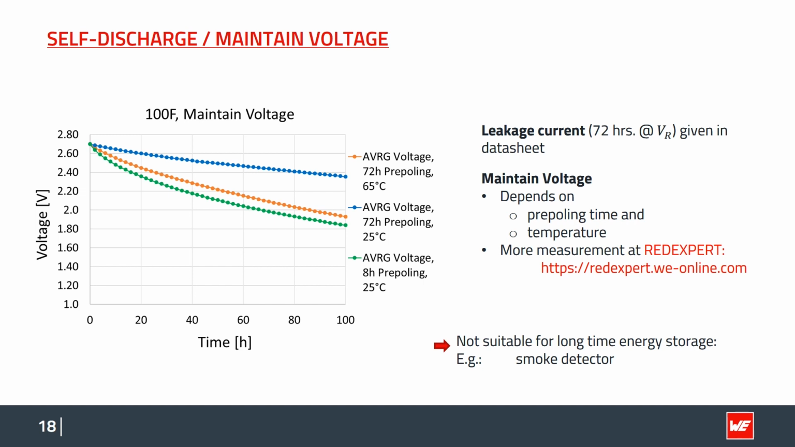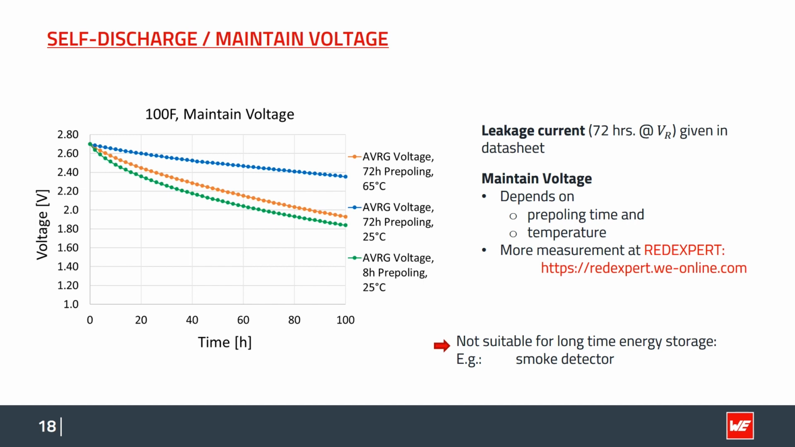In this kind of measurement, the capacitor is charged to a certain voltage for a certain amount of time and then disconnected from the voltage. And the voltage is measured then. The result for a 100 farad EDLC is given here in this graph. It was measured under different pre-poling times and operation temperatures.